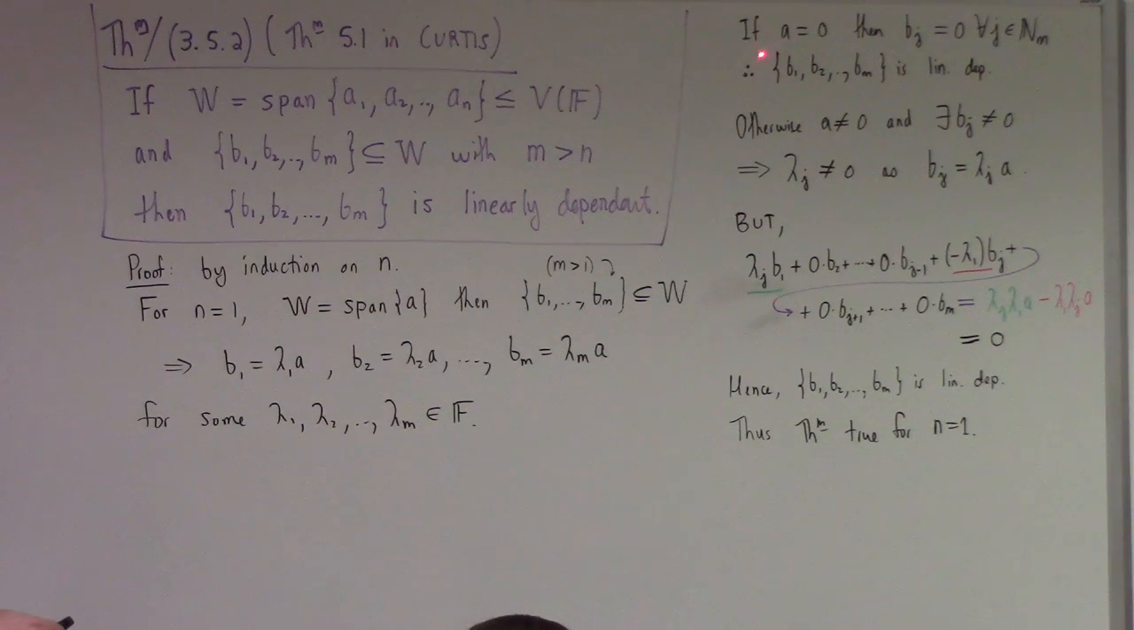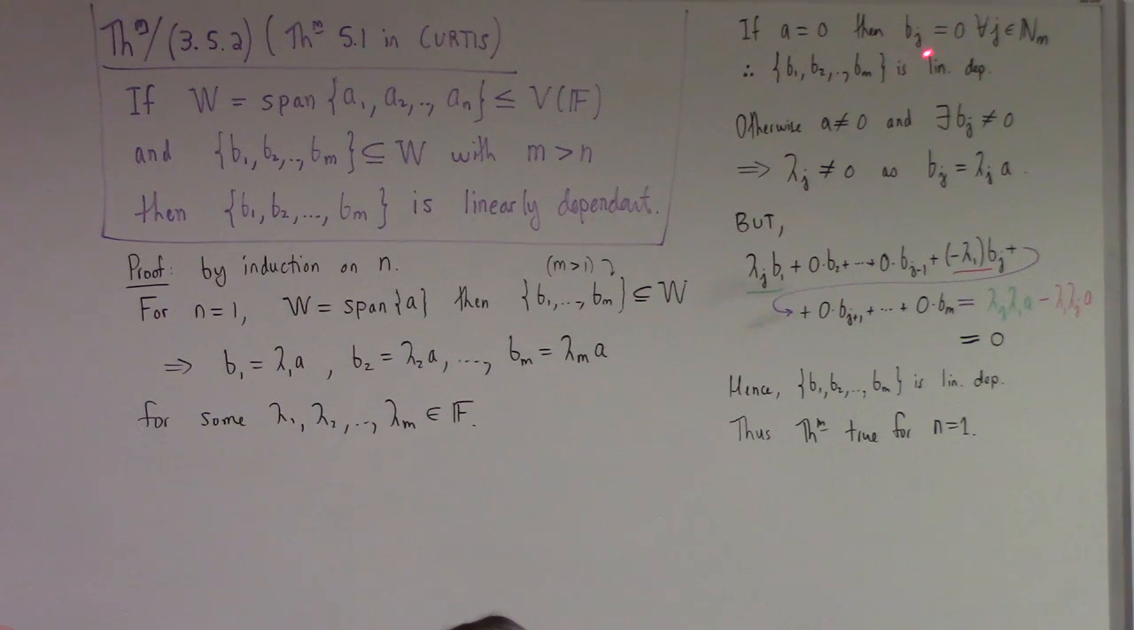I'm an idiot. Duh. So if W is the span of A, and you have a subset B1 through Bm in W, that means that every one of these B's is a scalar multiple of A. That's the only kind of linear combination you can take of just one vector. It's just scalar multiples, right? So then there are 2 cases. Either A is 0 or A is not 0.